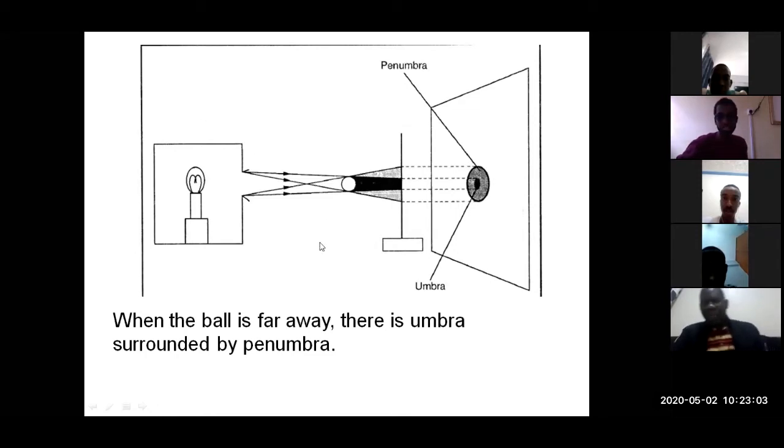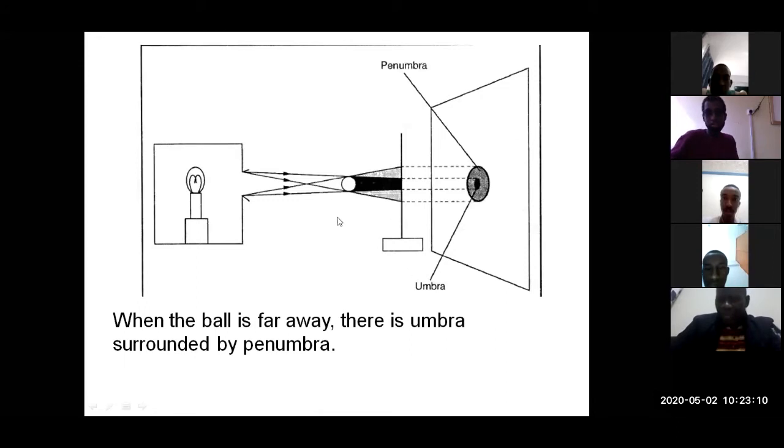Okay. When the ball is far away, there is umbra surrounded by penumbra. But if it's near, we have total darkness only.